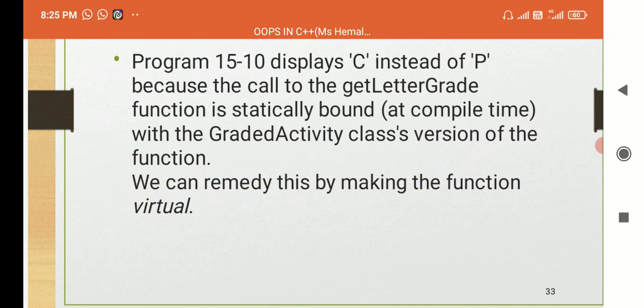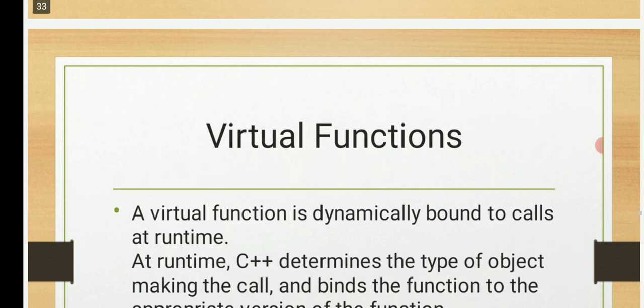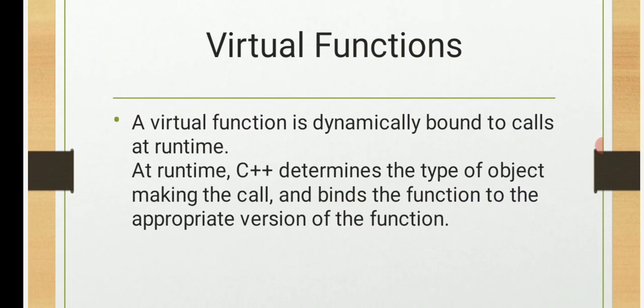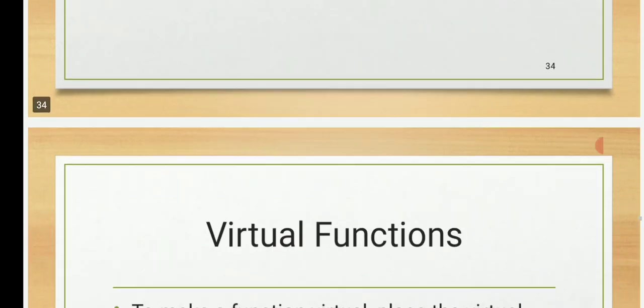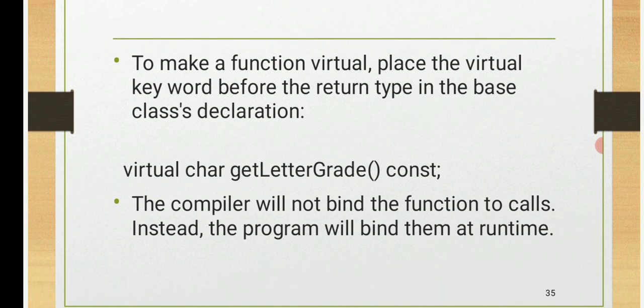Static binding I have explained already. So when you are having compile time binding, that is called static binding. When you are having runtime, it is called dynamic binding. Virtual function means it is dynamically bound to calls at runtime. So we have to use the virtual keyword for runtime binding. C++ determines the type of object making the call and binds the function to the appropriate version of the function. So virtual functions place the virtual keyword before the return type in the base class declaration.